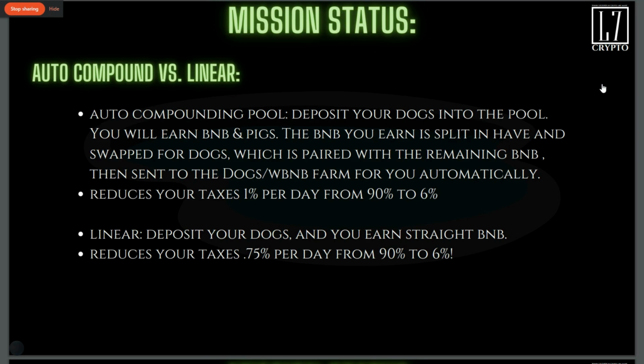Now, the linear pool, you just deposit your dogs in there and you just earn straight BNB. So you go in there each day, pull out your BNB and do whatever you're going to do to it. Move it into your circle of prosperity. You can move it from there, move it into the BNB pool, or swap it for pigs or whatever you're going to do. And being in the linear pool, it will reduce your tax 0.75% per day from the 90% down to the 6%. Like I said, for more information on the dog pound, please watch MP22. It's a lot more in-depth and it's all 100% focused on the dog pound pools of the linear and the auto compounding pool.